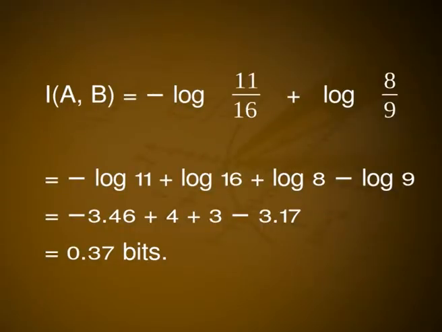And the information provided by the fact that the teacher is out of town on the fact that an examination will be given is I of A,B equals minus log 11 by 16 plus log 8 by 9 equals minus log 11 plus log 16 plus log 8 minus log 9 equals minus 3.46 plus 4 plus 3 minus 3.17 equals 0.37 bits. Let C denote the event that the teacher is in town.